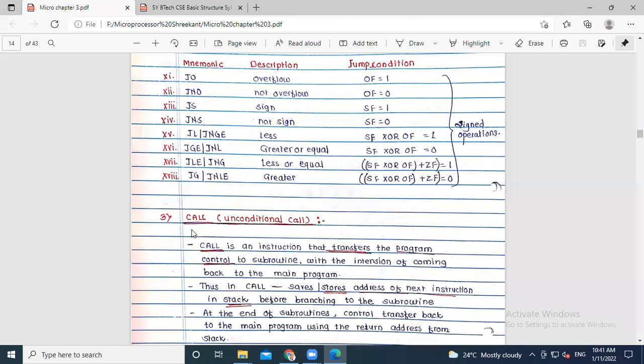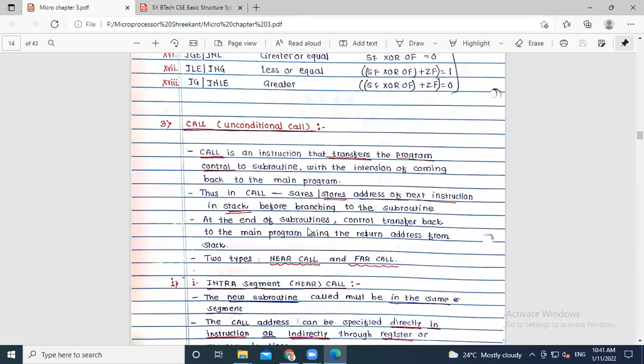Next, in the third category, call, unconditional call, we have to study. Call is an instruction that transfers the program control to a subroutine with the intention of coming back to the main program. So the call stores the address of the next instruction in the stack before branching to the subroutine. At the end of the subroutine, control transfers back to the main program using the return address from the stack.